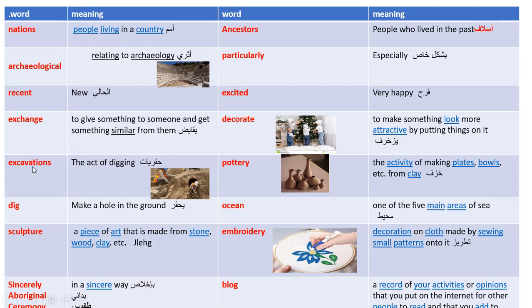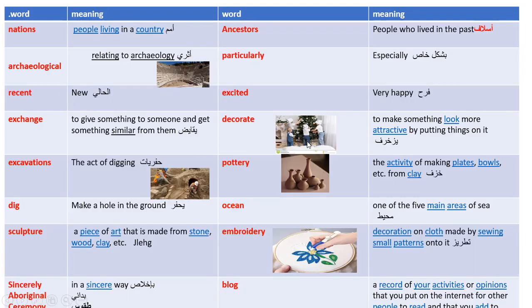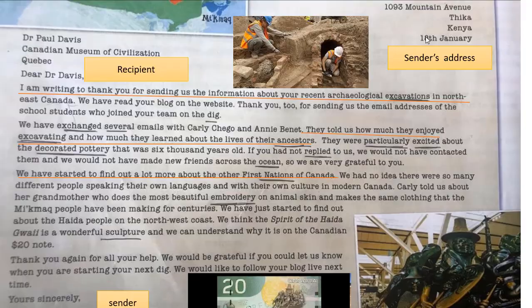Excavation, or the verb excavate, means the act of digging, to dig. And how much they learned about the lives of their ancestors. The word ancestor, what does the word ancestor mean? If you look here, ancestors means people who lived in the past. So they can learn about how the people in the past lived.